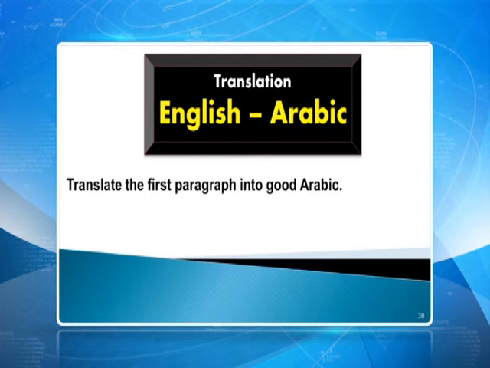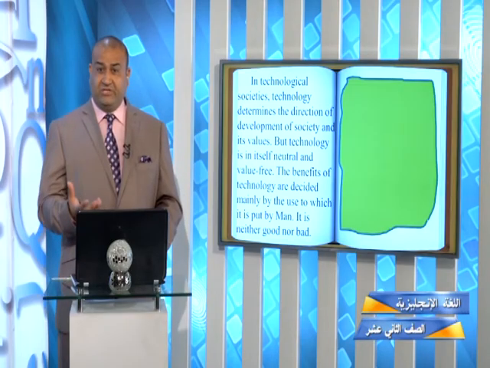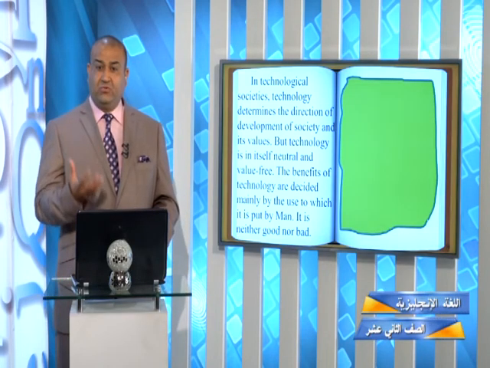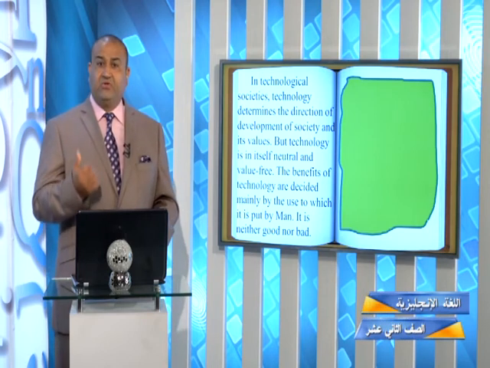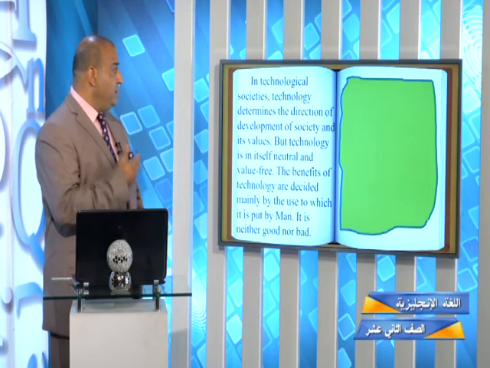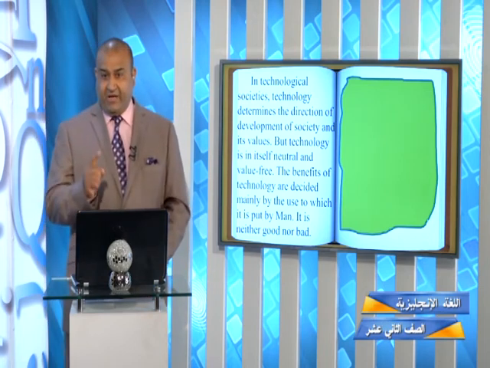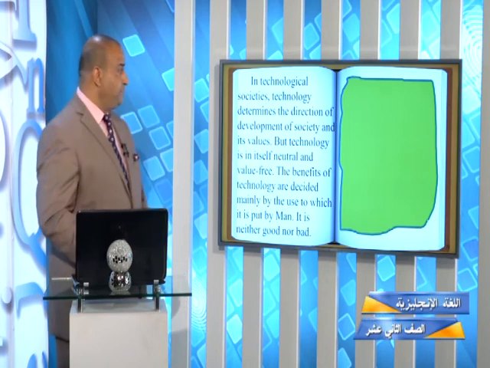Now, let's move to the paragraph. By the way, this paragraph is taken from your reading comprehension. So the reading comprehension text is going to be referred to on 3 occasions. The first one, to answer the questions. Number 2, to go back to the allotted paragraph to summarize it. And number 3, another paragraph to be translated by you. So here, this paragraph is taken from the reading comprehension.